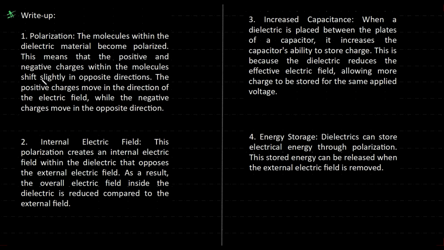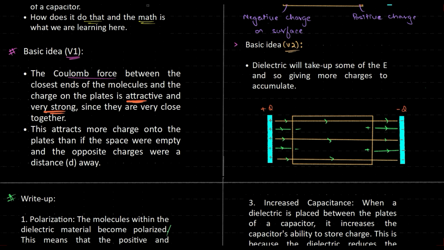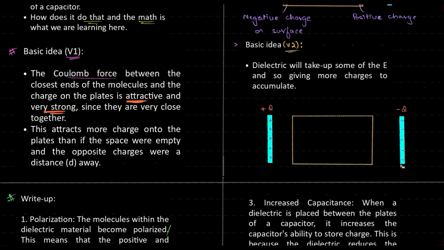Now, the write-up. So one of the things that will happen is polarization. The molecules within the dielectric material become polarized. When you keep a dielectric material in between an existing electrical field, they get polarized. This means that the positive and negative charges within the molecule shift slightly in opposite directions. The positive charge moves in the direction of the electrical field while the negative moves in the opposite direction. What else happens? Internal electrical field. This polarization creates an internal electrical field within the dielectric that opposes the external field. So here, instead of this big fat set of lines, I can just do this.